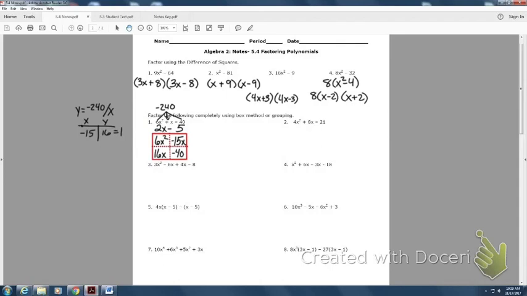The greatest common factor between 6 and 15 is 3x. Between 16 and 40 is 8. And because that 16x is positive, it is going to be 3x plus 8. So I have 2x minus 5 times 3x plus 8.